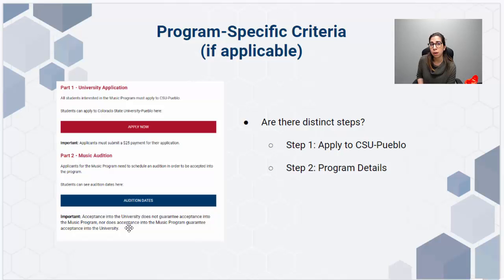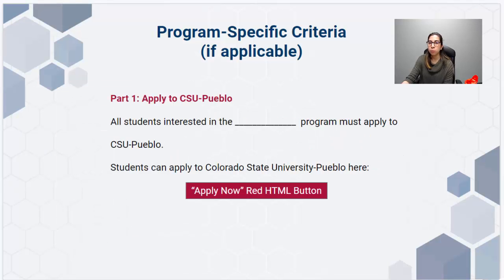So the first question to ask yourself is, are there two different parts to your program admissions and getting accepted? And if there are, we split that to part one, apply to CSU Pueblo. We will give you this in the template with a nice red button for students to apply. Make sure that you include the degree type. So all students interested in the Bachelor of Science in Nursing program, et cetera, versus just calling it the nursing program, helps students understand what they're applying for a little more easily if they were to land directly on this page and not have seen the other content before.